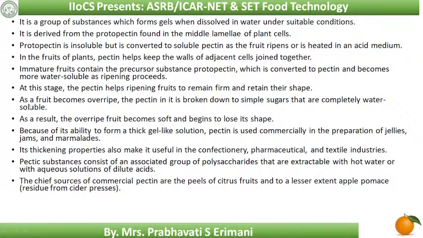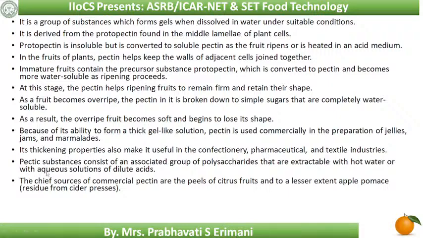As a fruit becomes overripe, the pectin in it is broken down into simple sugars that are completely water soluble. As a result, the overripe fruits become soft and begin to lose their shape because the pectin is broken. Because of its ability to form a thick gel-like solution, it will form so nicely. If you have also come across this experience, it will become nicely thick if the quality is good. Pectin is used commercially in the preparation of jellies, jams and marmalades. Its thickening properties also make it useful in the confectionery, pharmaceutical and textile industries.